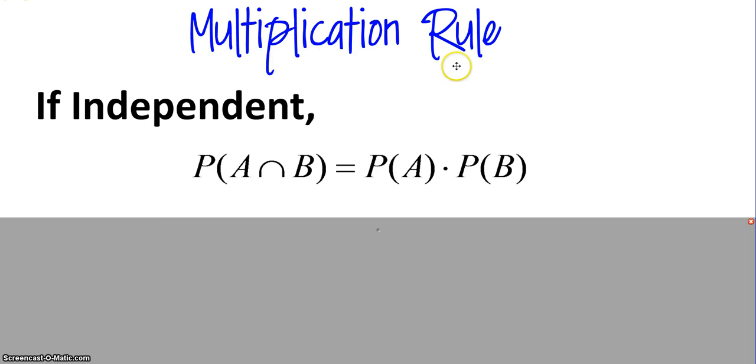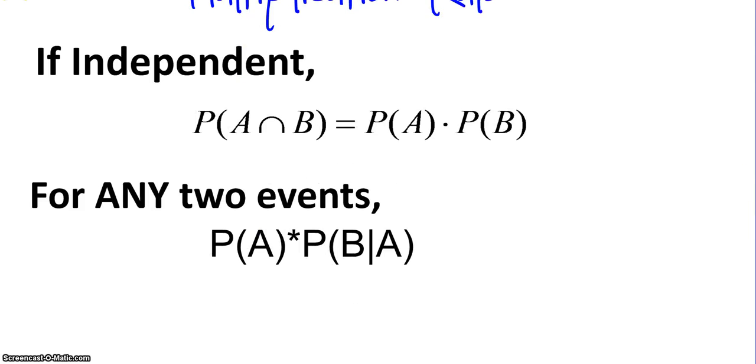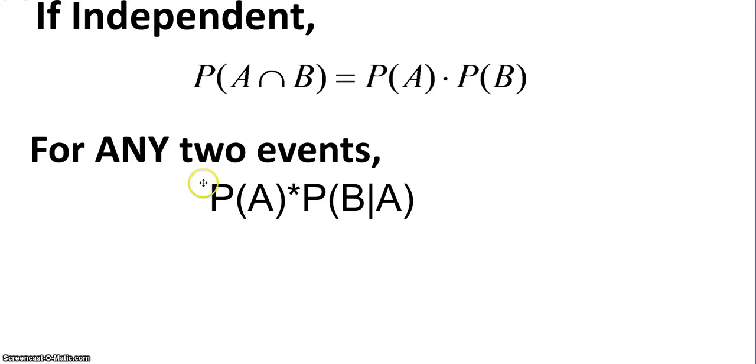Alright, so let's take a look, as a refresher, at the multiplication rule. Remember, if two events are independent, then the probability of A and B occurring is the probability of A times the probability of B. Well, what happens when we have dependent events? We have another formula, and we can actually use it for any two events. We can use this for independent or dependent.